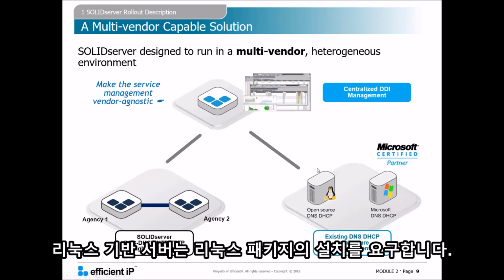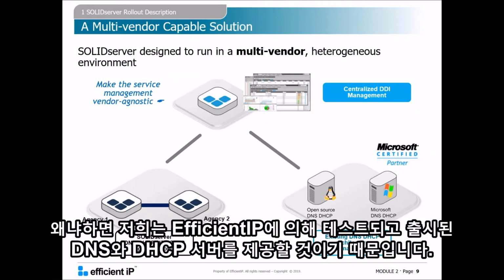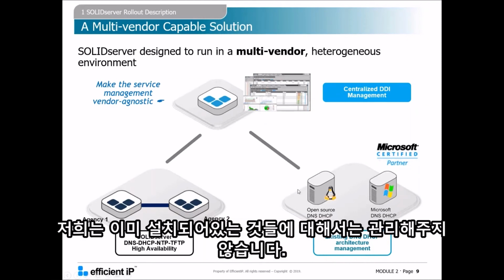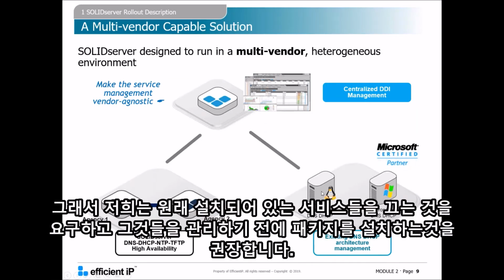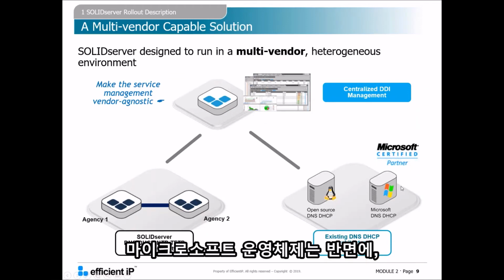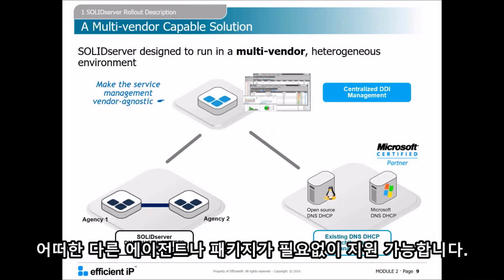And for Linux, however, it will require the installation of a Linux package, because we will provide the DNS and DHCP servers, which are tested by EfficientIP and rolled out by them. We will not manage the already installed bind and DHCP. So we will require those services to be turned off and then have the package installed before we can manage it on the CM.